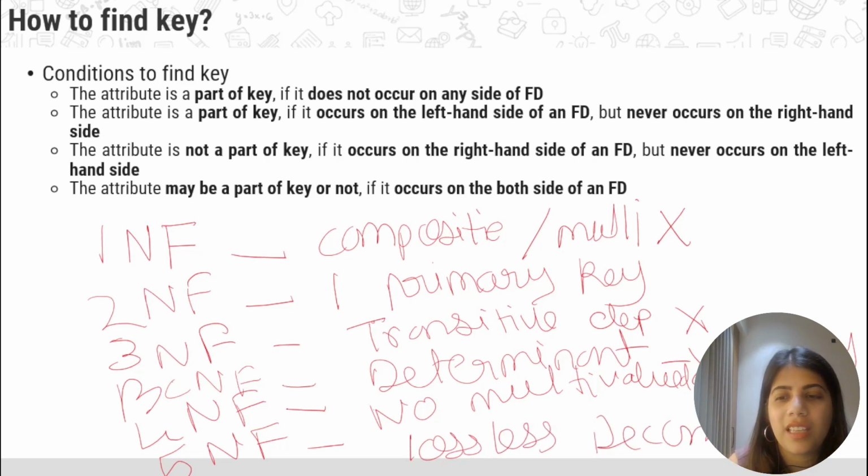So in summary, these are the rules which you should remember: 1NF, no composite and null attributes; 2NF, only one primary key; 3NF, it cannot have transitive dependency; BCNF, the determinant has to be a primary key; 4NF, no multi-value dependencies; and 5NF, lossless decomposition should not be there.